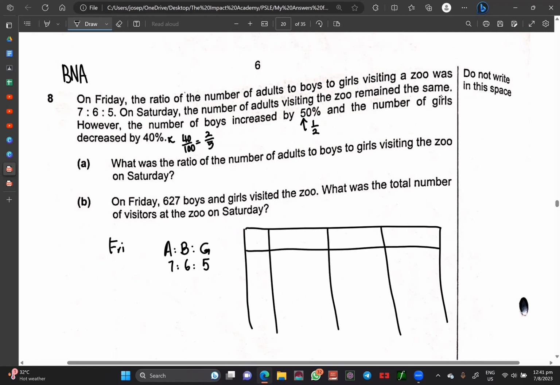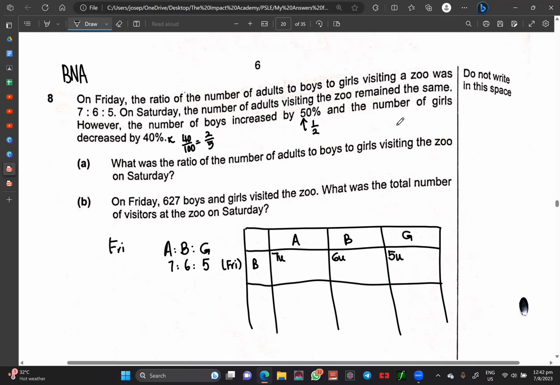I will say that this is basically adults, and then I have boys over here, I have girls over here. Before basically means it is my Friday. So what I want to do is say that this is 7 units, this is 6 units, this is 5 units. So what happens is this, right?